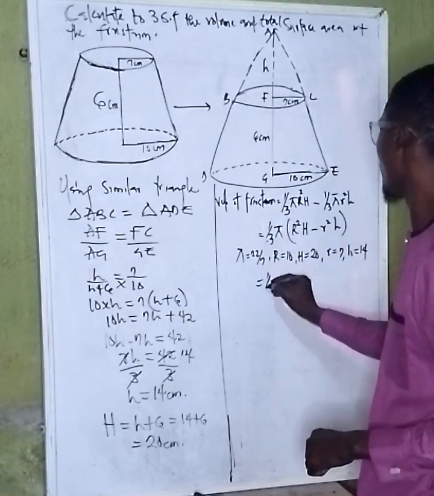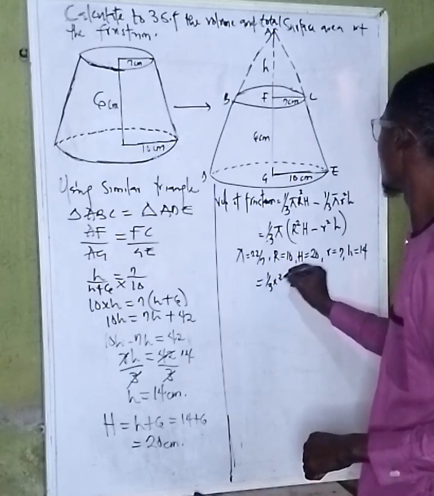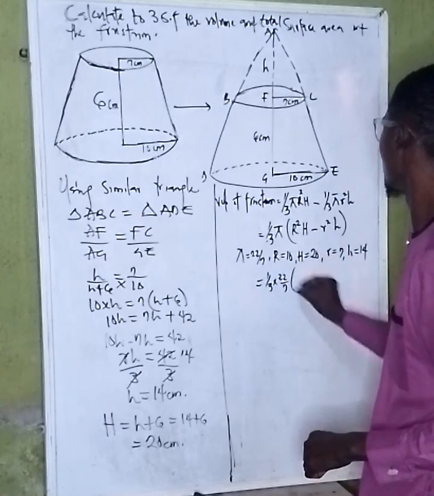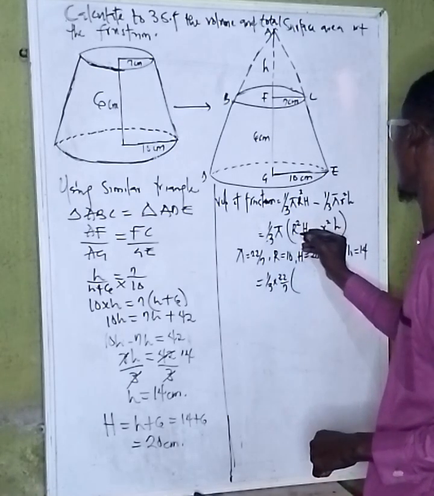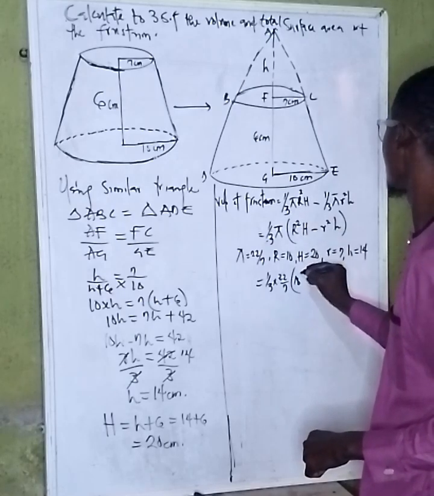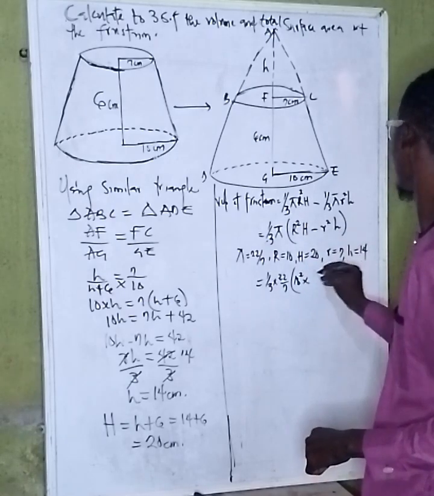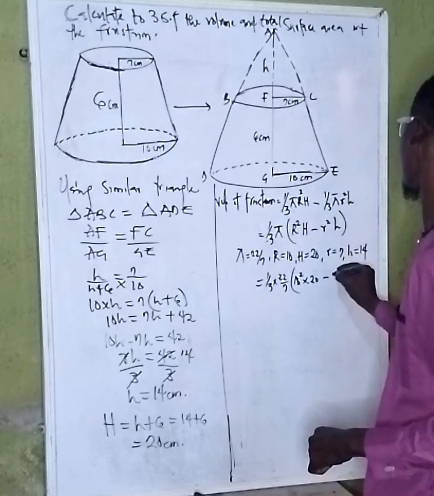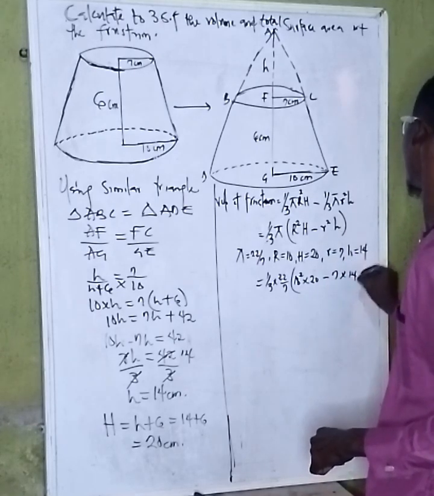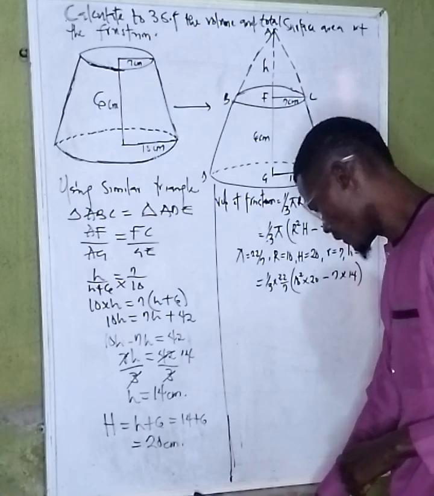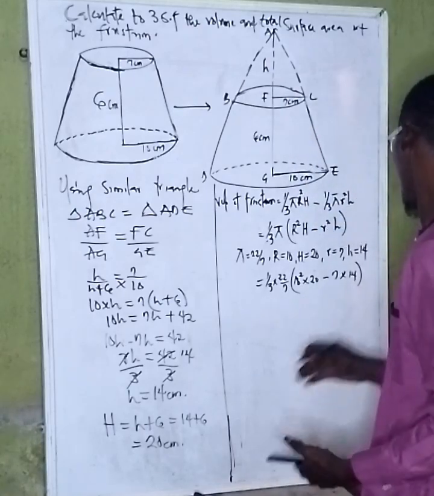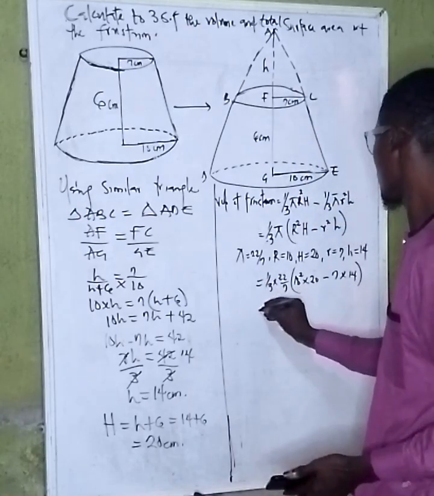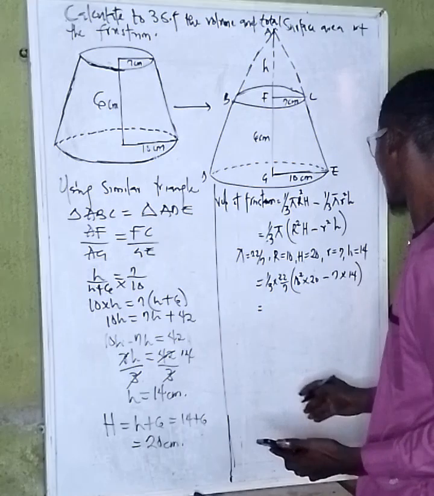Now let's go here: 1 over 3 times 22 over 7, into our bigger r squared, that's 10 squared, times our bigger h, which is 20, minus our smaller r, that's 7, squared, times 14. All right. Now, this one will give us what? I have my phone here to make the work very easy.